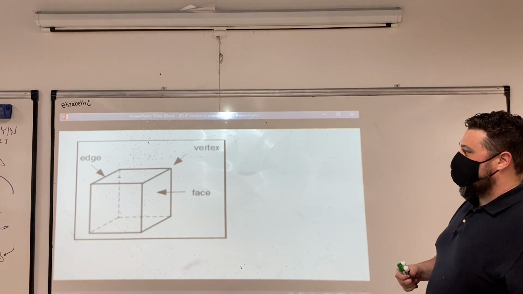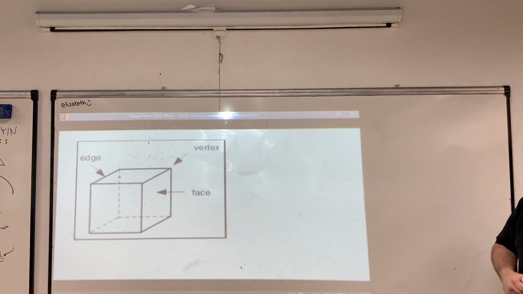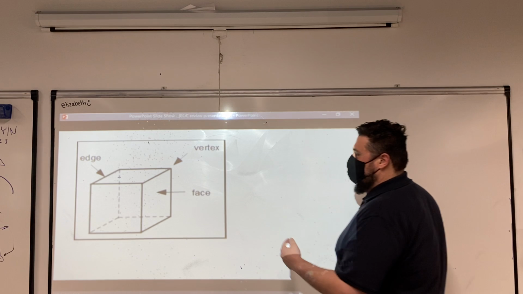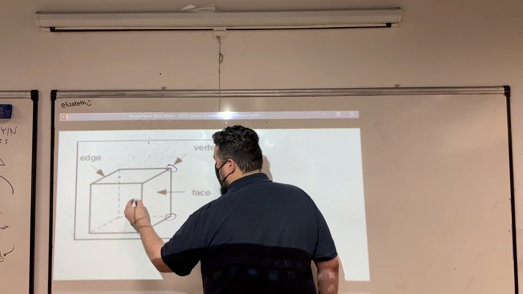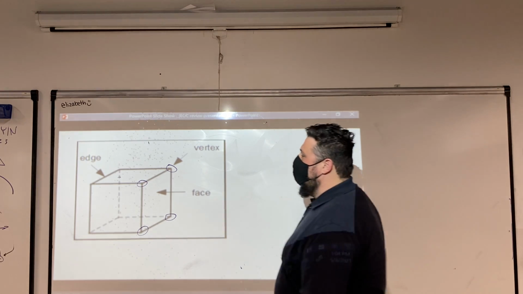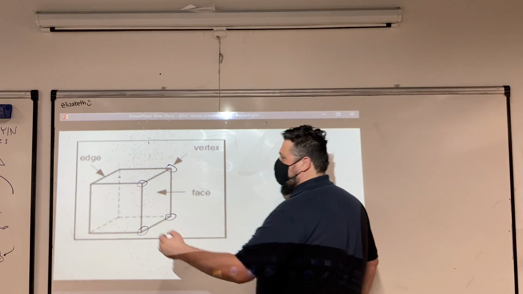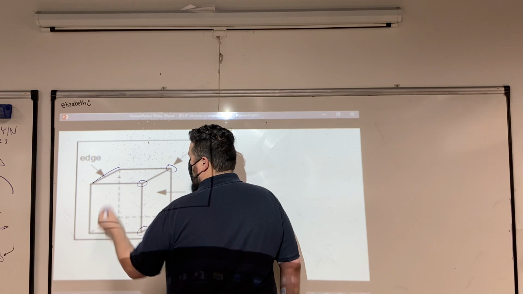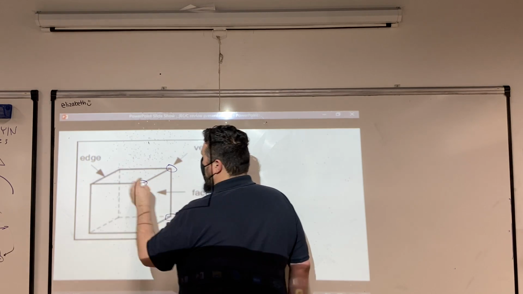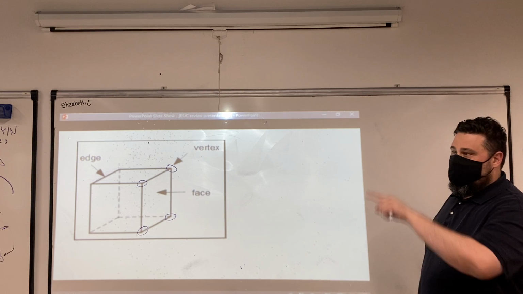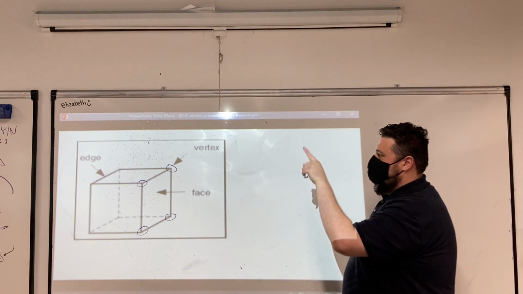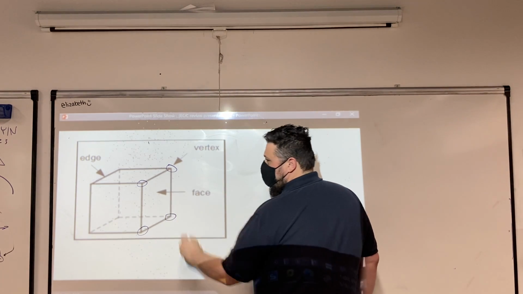Alright, let's talk about the three parts of every three-dimensional shape. We have the vertex, which is just like when we're talking about 2D. That's where the lines come together. But we're not going to call them lines anymore. We're going to call them edges in 3 dimensions. So, between every vertex, there is an edge. And the collection of vertices and edges makes a face.